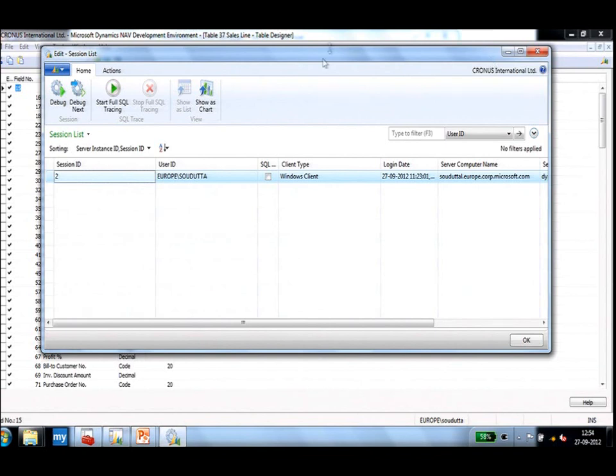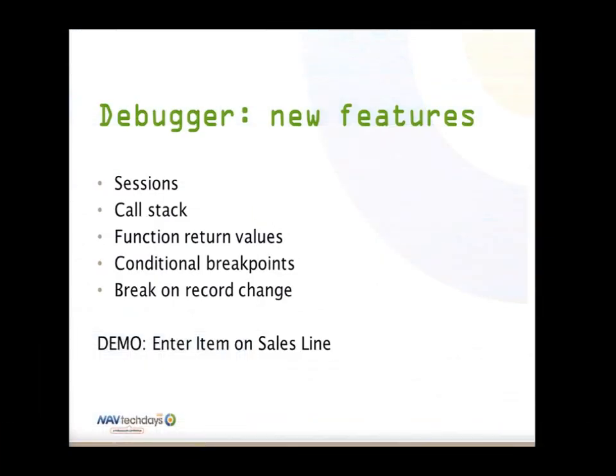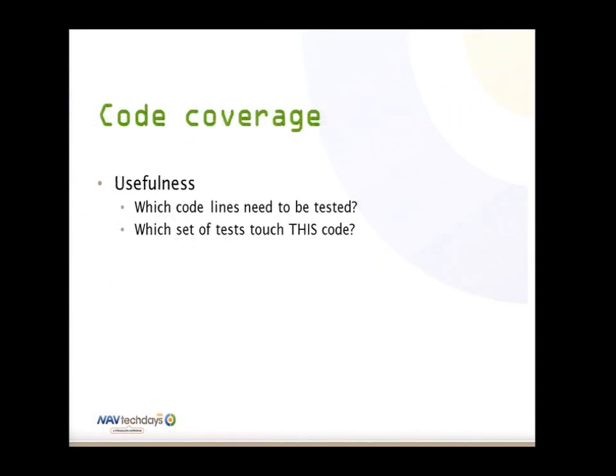Well, now I'm going to talk about something also which was present before and has been modified and improved, code coverage. What is code coverage? Code coverage is a metric to find out whether a given line of code is touched or not by some user action.